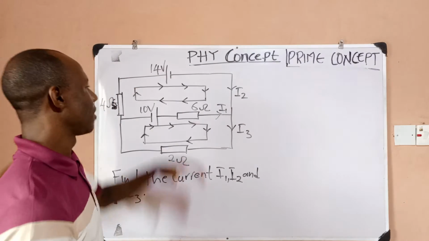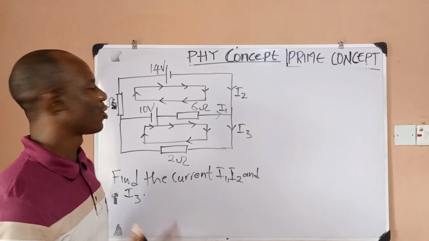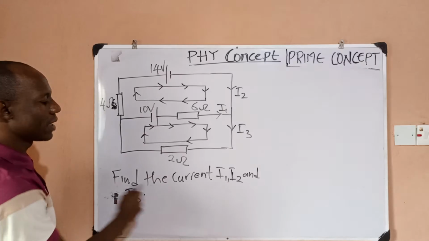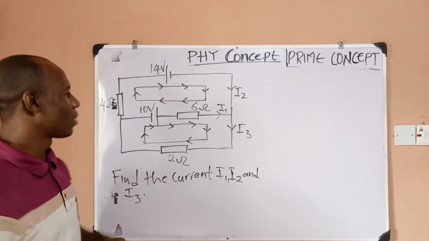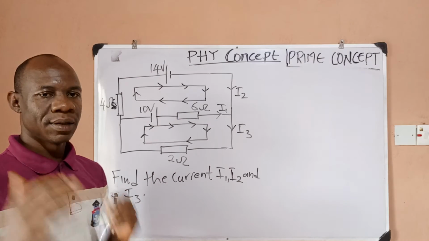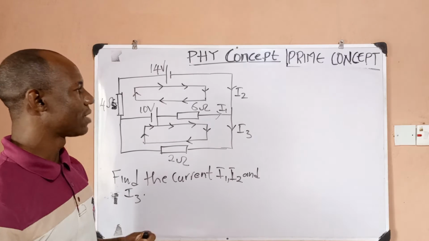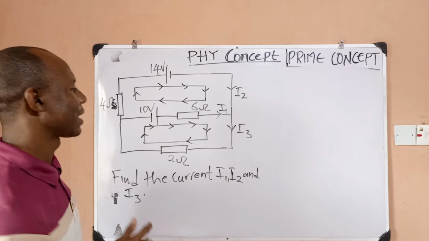Now we have another problem to analyze, another circuit problem to analyze. The question says find the current I1, I2 and I3. So we're going to analyze this circuit using Kirchhoff's law. And the first equation we want to generate is for our KCL.